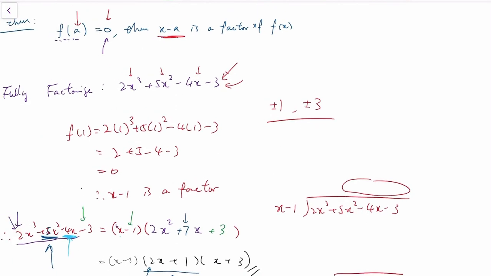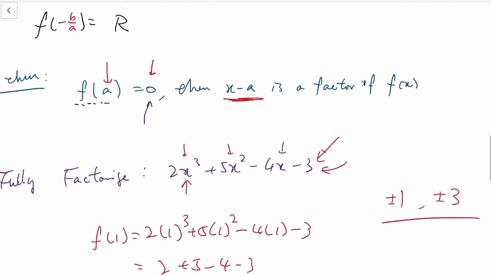So the idea is, have you guessed -1/2? If you substitute -1/2 into this polynomial, you would also get 0. And if you sub in -1/2, then the factor is 2x plus 1. So let's change the theorem a little bit. If you tried a fraction b over a, then the factor is ax minus b.